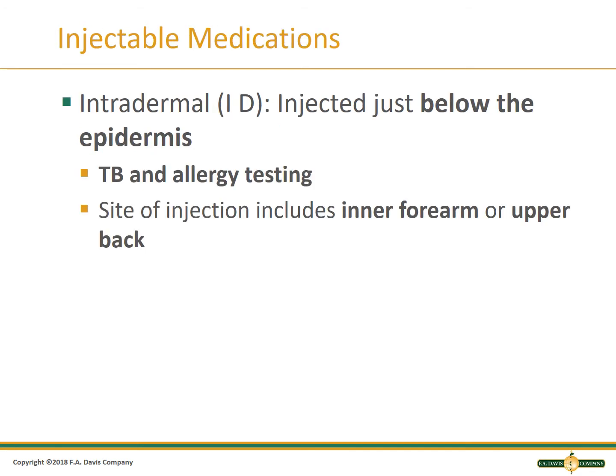So now we're in injectable medications. So intradermal, or ID, this is injected just below the epidermis. You will have these with TB and allergy testing, and usually the site of injection is the inner forearm or the upper back.